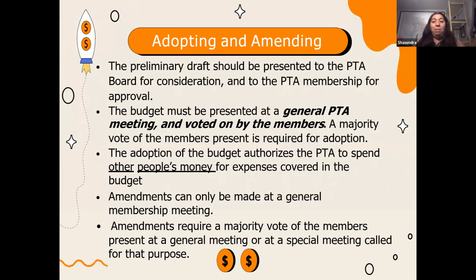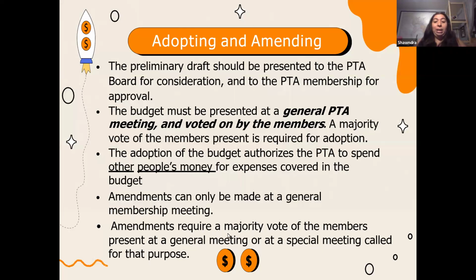Amendments can be made to your budget, but they can only be made at general membership meetings. So you can't just call a board meeting to say, we're going to change the budget this way, and we're going to proceed. That's a starting point. If your board agrees, that's great, but you still have to bring it to the general PTA membership in order for them to approve it.